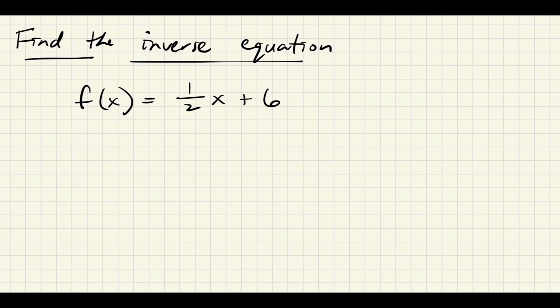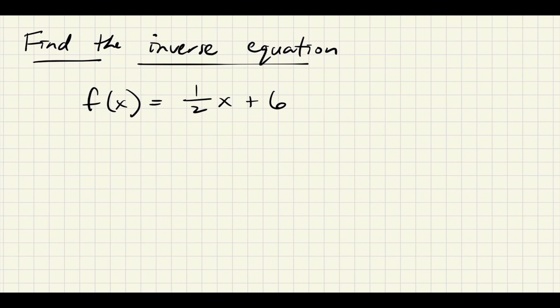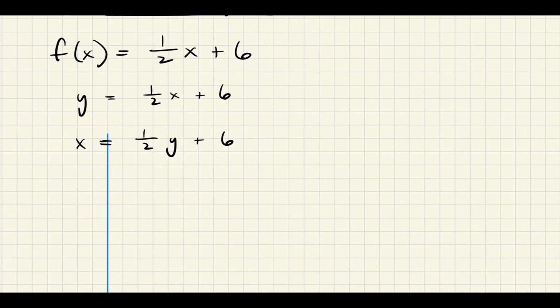Page 32. Find the inverse. Okay, first step, replace f of x with y. Check. Second step, switch x and y. Everything stays in the same spot. You see how 1/2 and plus 6 stay in the same spot? They don't change. Just x and y change spots. Next step, solve for y. Okay, so now I need to get y by itself.